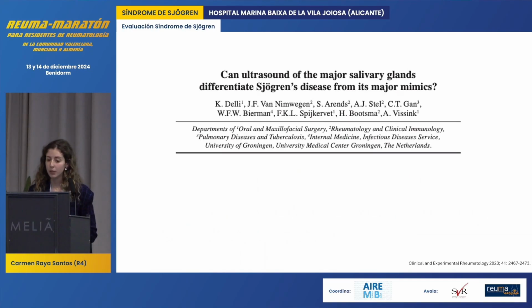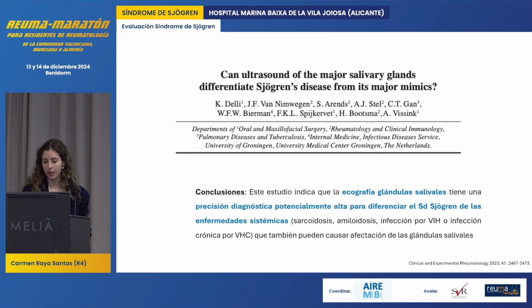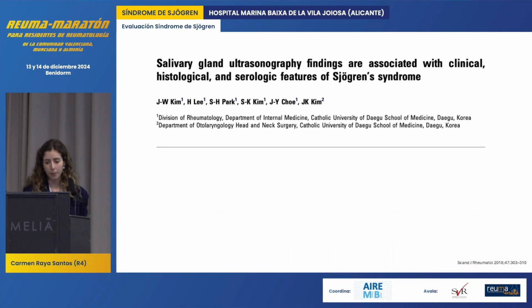This 2023 article also evaluates the use of ultrasound for making a differential diagnosis. And it finds that, indeed, it has a high capability for making a differential diagnosis, especially with diseases that alter the structure of the gland, such as sarcoidosis, amyloidosis, HIV infection, and chronic infection by the T virus.